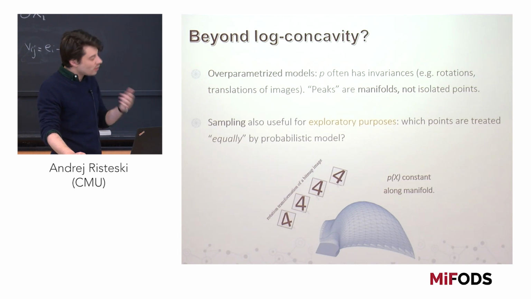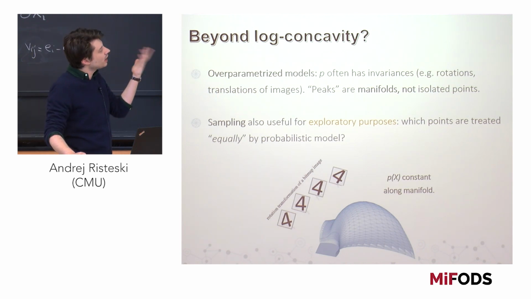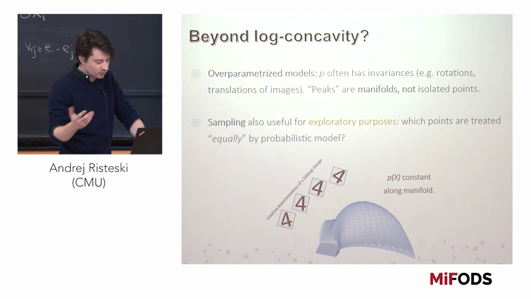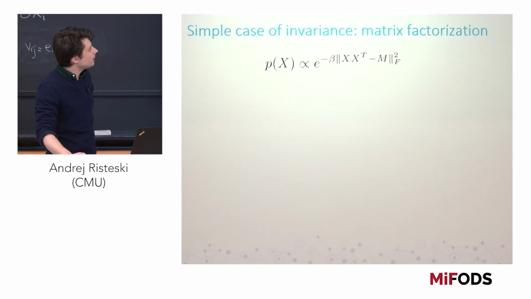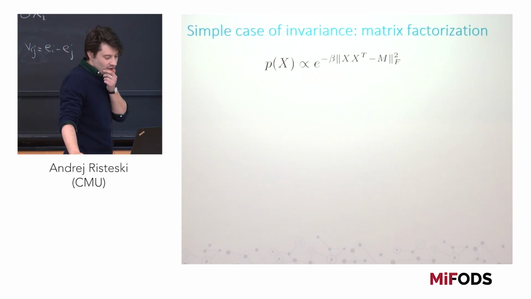And of course, this is also useful on its own because maybe you have a model and you're not exactly sure what kinds of transformations it's invariant to. So maybe you want to do something exploratory and figure out which points are getting treated equally by your model. Okay, so invariances and manifolds are the type of thing that I want to focus on. So what is the simplest case you might imagine where we might be able to say something provable? Well, it's basically this entire class of matrix factorization style objectives, right?